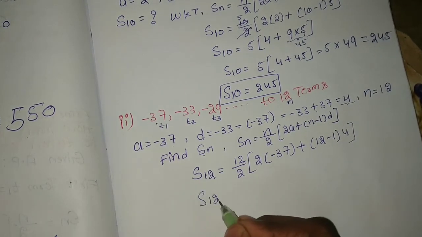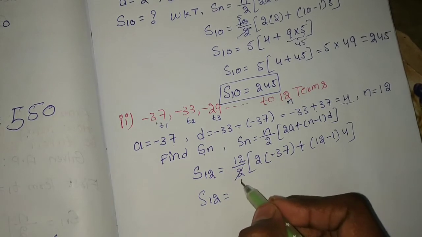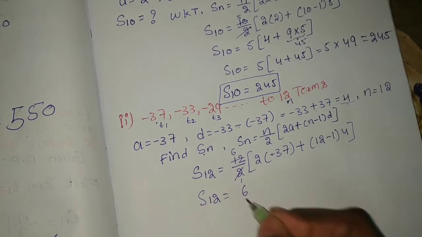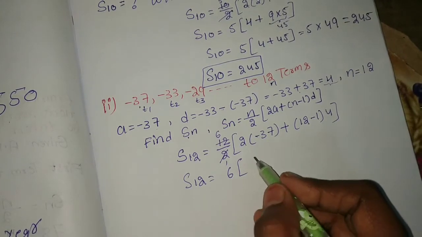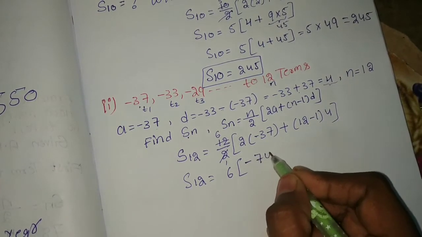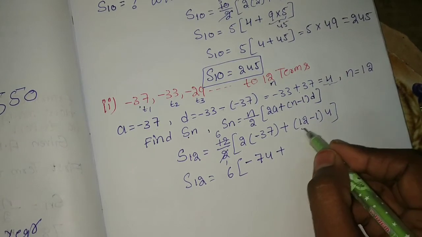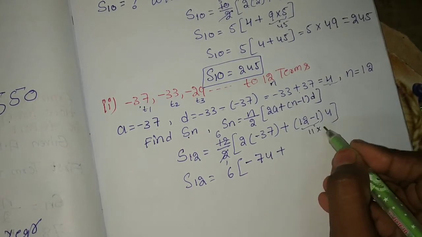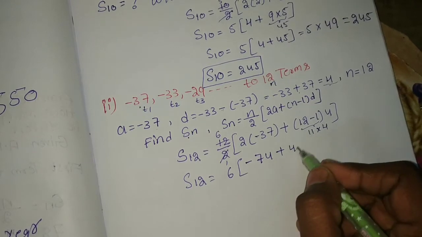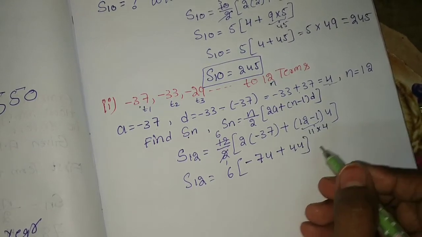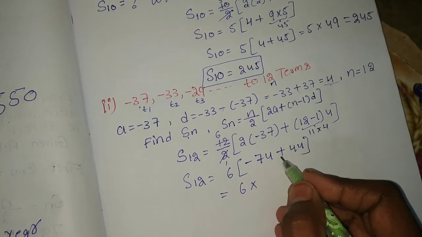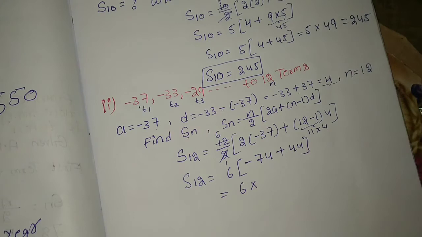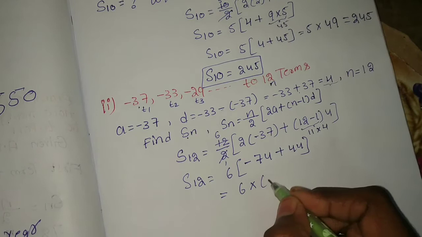So S12 is equal to, check here, 2 1s are 2, 2 6s are 12. So 6 into, multiply 2 into minus 37, that is minus 74, plus 12 minus 1, we get 11 here, 11 into the remaining 4. 11 4s are 44. Write it down directly, no problem. So that is equal to 6 into minus 74 plus 44. What is the result here? The result is minus 30. Understand?